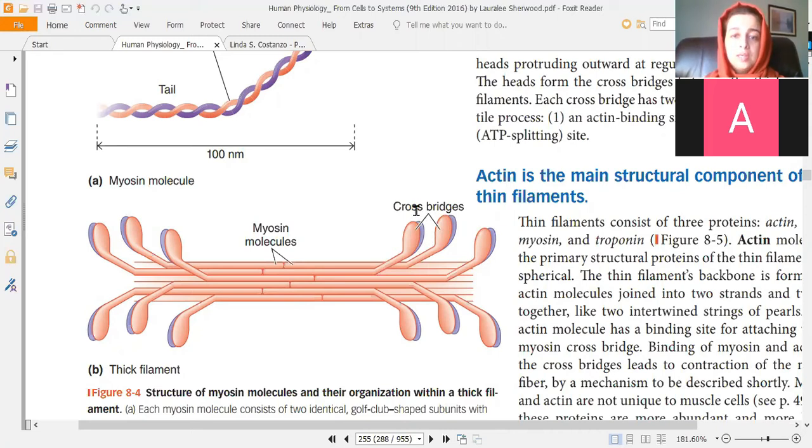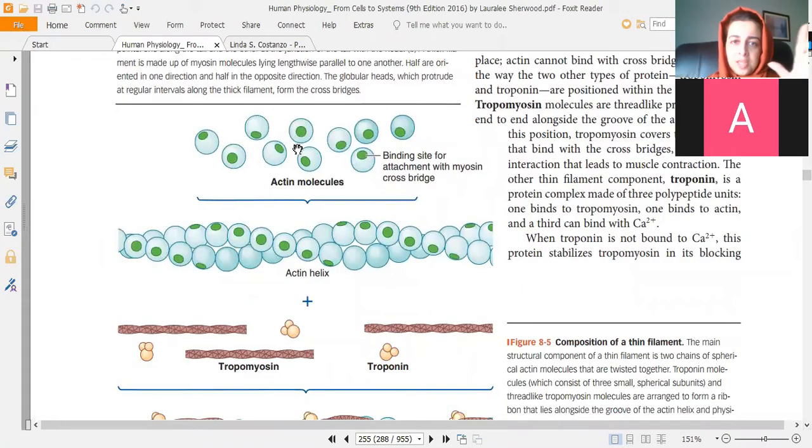So this whole structure, the head and this flexible part of the stalk, acts like a bridge connecting the thick and thin filaments. So it's like a cross bridge. That's why it's called a cross bridge. Each actin molecule is not a structure with a tail and a head like myosin. These are actually globular structures, like billiard balls or ping pong balls. And each of them has a circular attachment site for the myosin cross bridge.